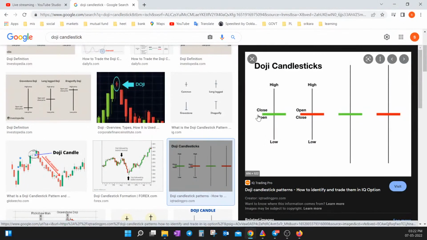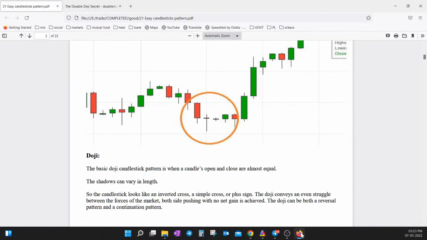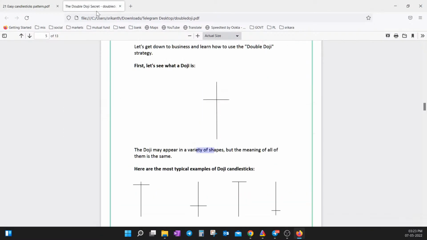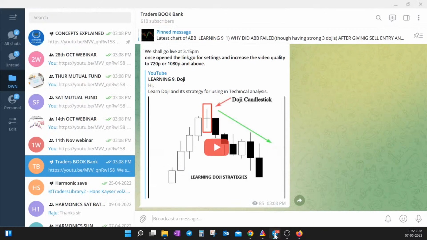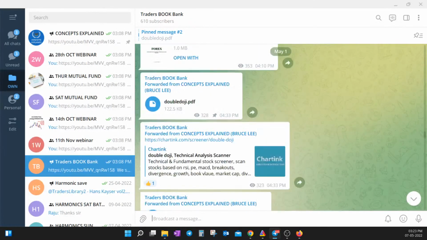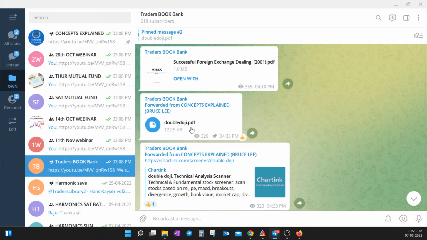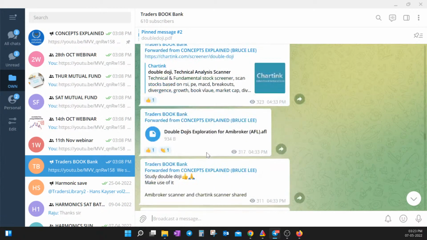So this has a difference here. But wherein these dojis, the open and close are at the same price. Here also one more example, this is also the same, open and close are equal. So this is a doji. Since, as I said, since 2017 we have been using this. Very simple, very efficient one. So these are the scanners, I'll come to that later.